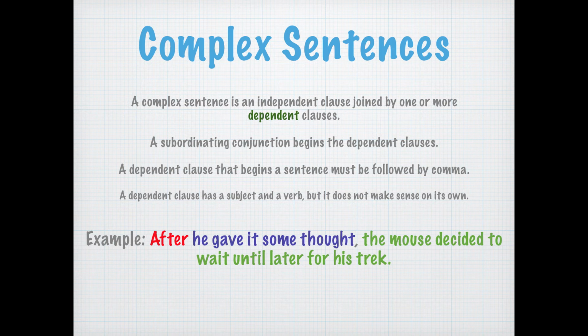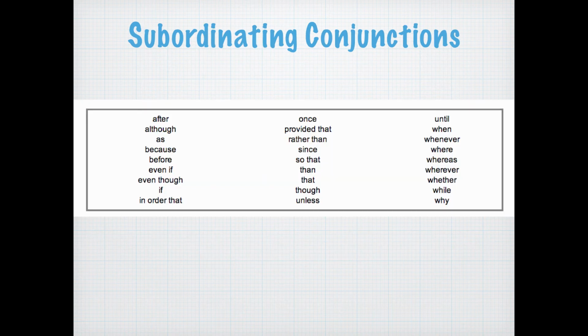Notice that it is followed by a comma, because we're beginning the sentence with a dependent clause, the dependent clause must contain a comma. And it also doesn't make sense on its own. You couldn't say, "After he gave it some thought," period. These are subordinating conjunctions. You should commit these to memory.